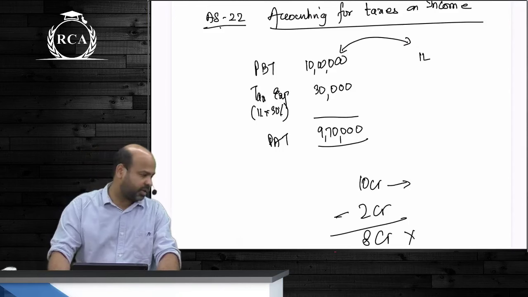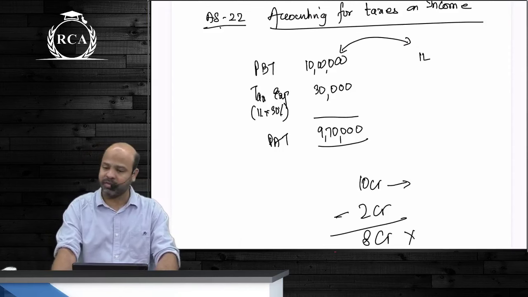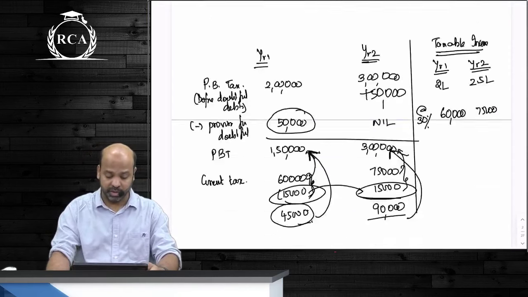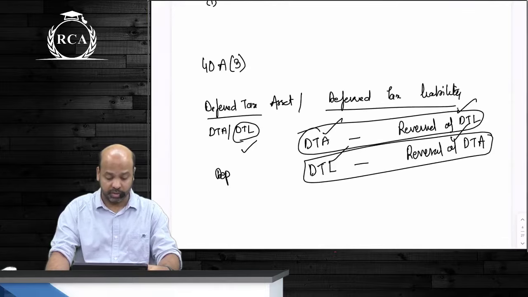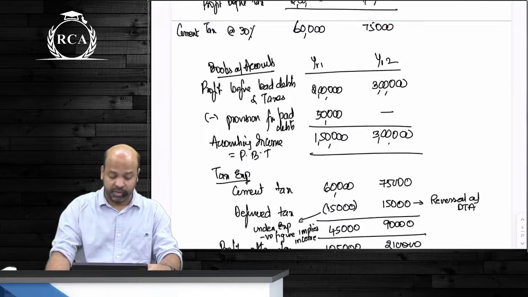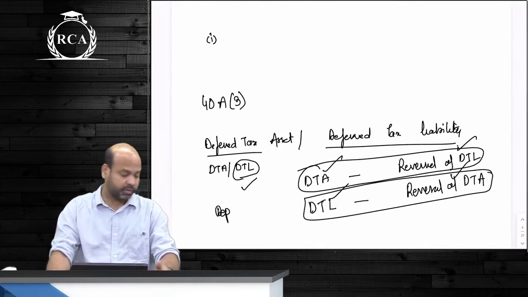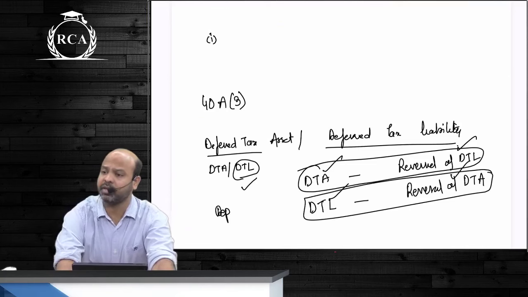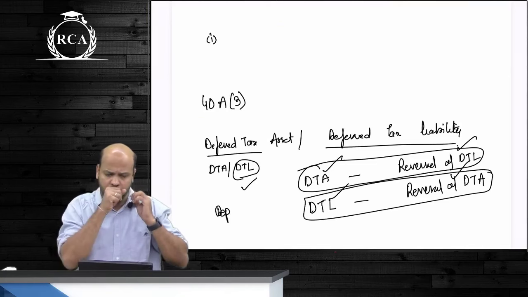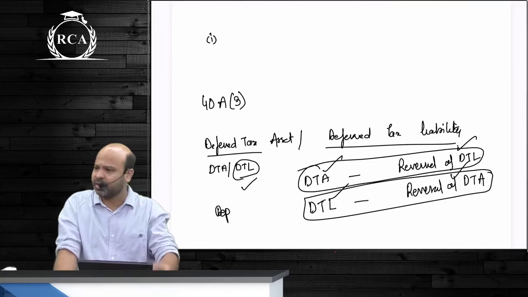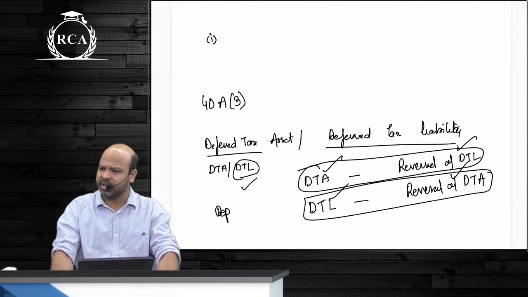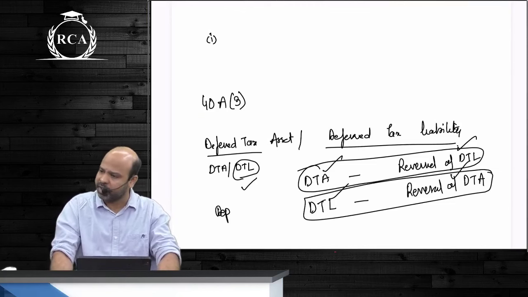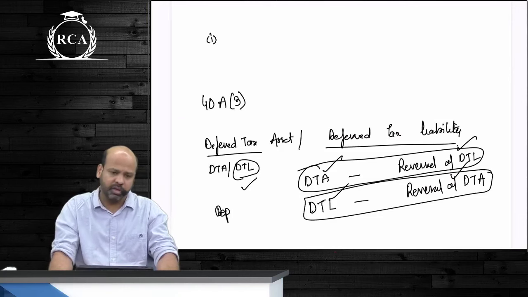For this purpose, we divide the total differences between accounting income and taxable income into two heads called timing differences and permanent differences. Timing differences are those that originate in one period and will reverse in the subsequent period. Permanent differences will never subsequently reverse. They originate in one period and will never subsequently reverse.